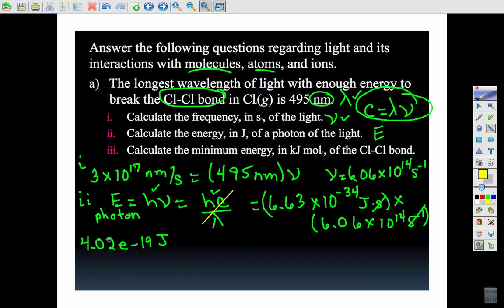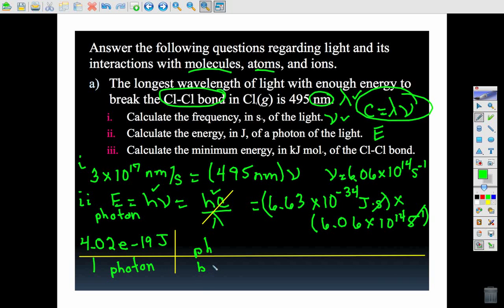Now, I'm going to put in, as we lead into part three, an explicit denominator here that I think is helpful. And most people won't write it down, but I like to. That's joules for one photon. Well, how am I going to get from the world of photons into the world of bonds? In other words, I want my photons to cancel, and I want bonds. Well, I hope it's logical that one photon breaks one bond. And so that's a 1-to-1 ratio. Probably didn't need to show that, but I'm hoping that that will help you understand my direction.